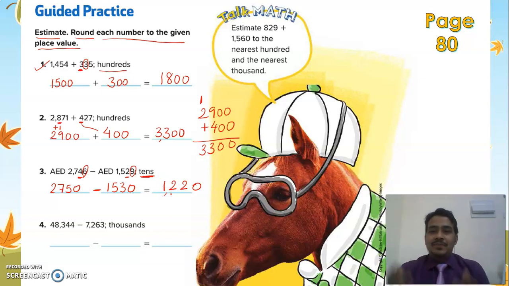So that's how you do rounding, and then plus and minus. For rounding, 5, 6, 7, 8, 9 goes forward, and 0, 1, 2, 3, 4 goes backward. So you round it and you do plus and minus.